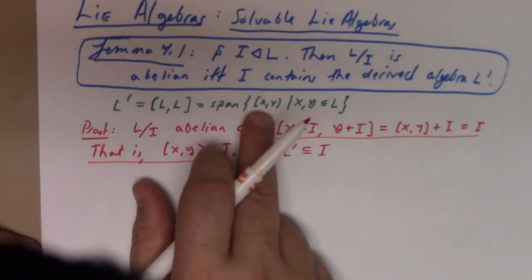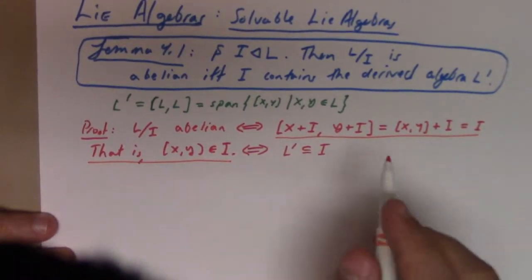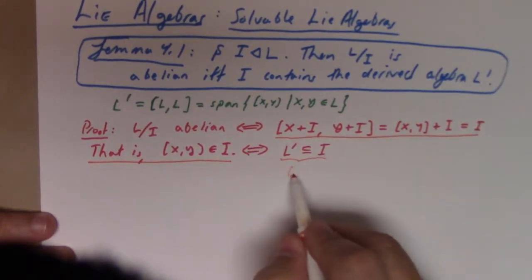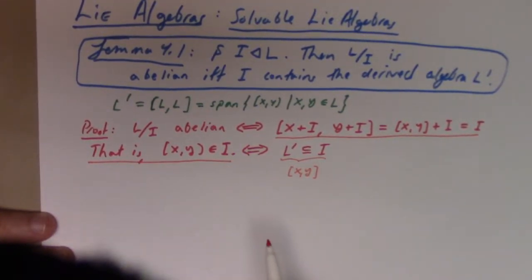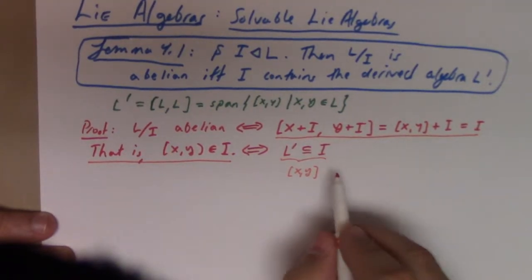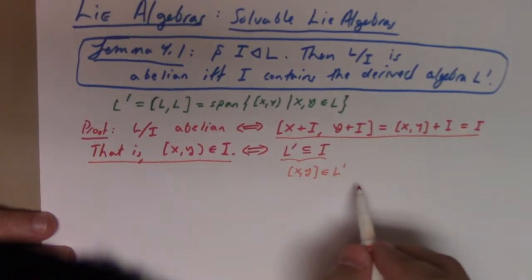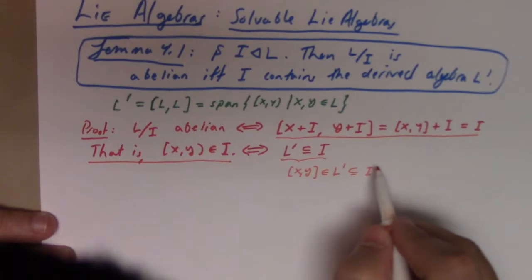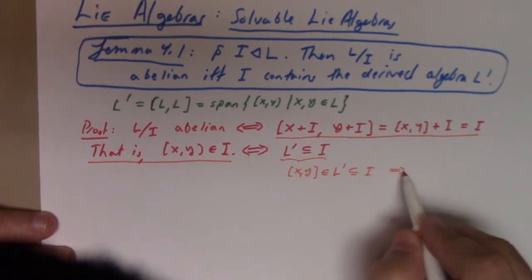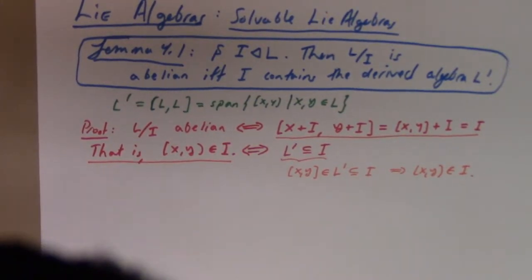But L prime is just the span of commutators, right? So to say that L prime is a subset of I, if we unravel it, is to say that certainly the commutator of any two things in L is in the derived subalgebra. So certainly xy is an element of L prime, right? So if L prime is a subset of I, then that implies that xy is an element of I. Which is what we need.